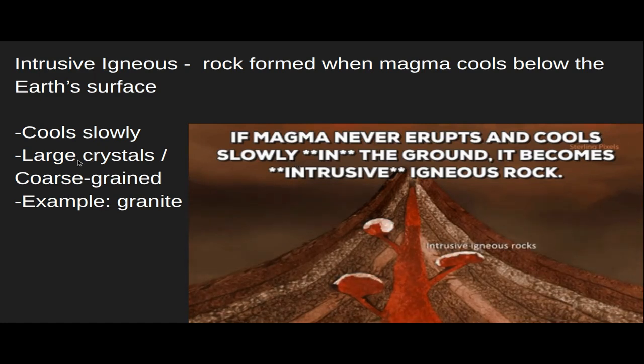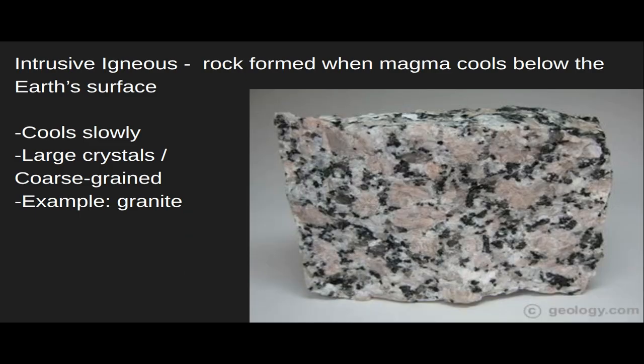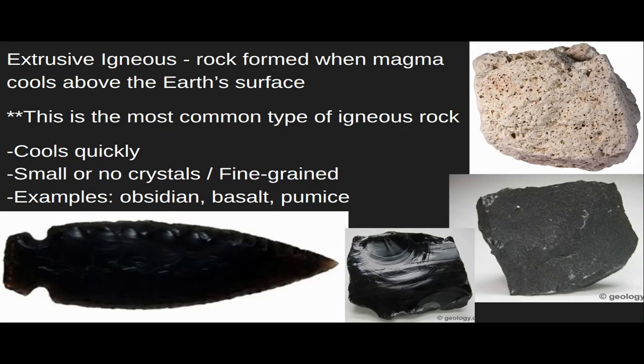And during that time, it has time for large crystals to form. And therefore, it's also coarse grained. It's going to have larger chunks inside of it. And a major example would be granite. So here's our example of granite right there. Granite is incredibly common. A lot of people like to use it for construction purposes. You might have granite countertops in your home or in the bathroom or other places. Not only is it really, really sturdy, but it has an interesting pattern that a lot of people like. So it's often used in that way.